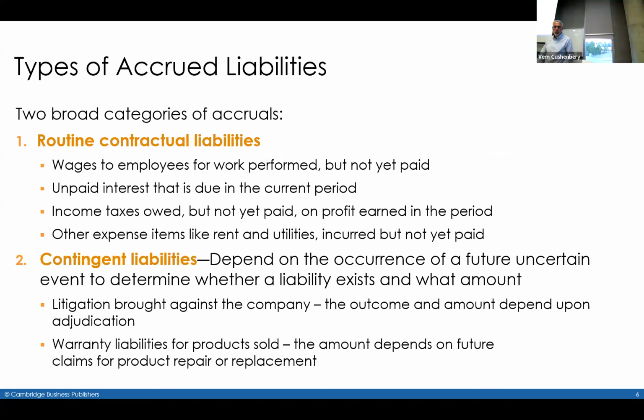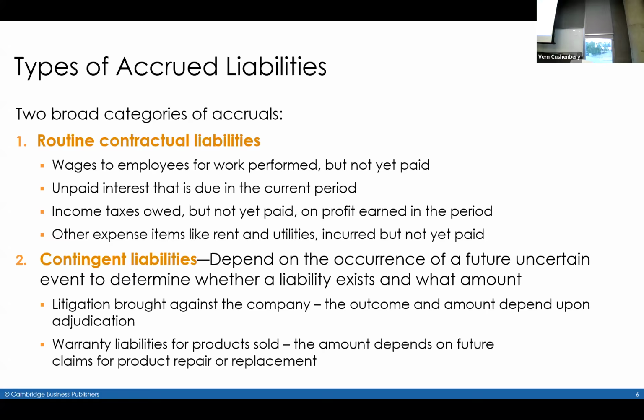Here's a couple more examples. Underneath routine contractual liabilities, I mentioned wages, unpaid interest is another good one. Interest accrues every day. So when we get to the end of the accounting period, if we haven't written a bank check, we need to accrue for unpaid interest, income taxes, other expenses. And then we have contingent liabilities, and our authors give us two examples here.